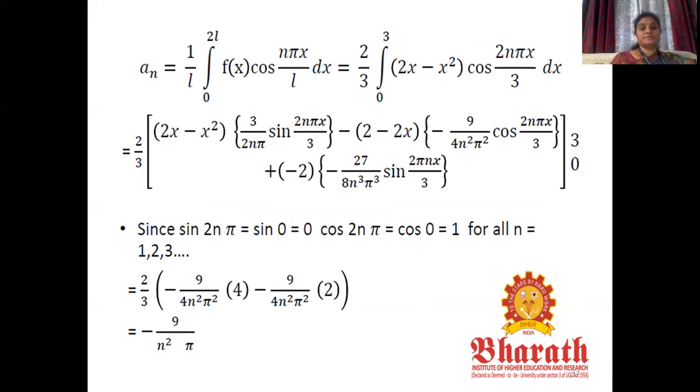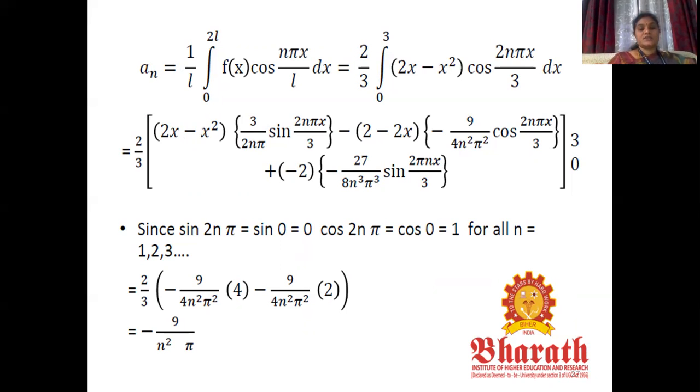Next one is an. an is equal to 1 by L integral over 0 to L f of x cos n pi x by L into dx, which is equal to 2 by 3 integral over 0 to 3 of 2x minus x square cos 2n pi x by 3 into dx. So 2 by 3 is outside. Integrating by using u v1, you get 2x minus x square into cos integration, which is sine 2n pi x by 3 divided by n pi x by 3.